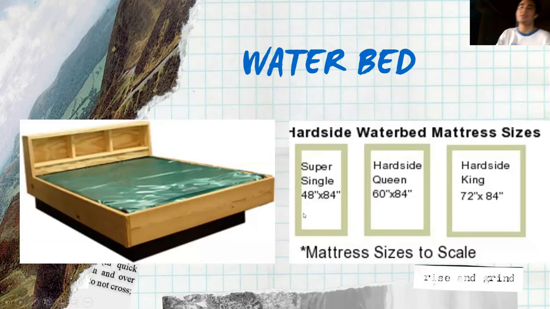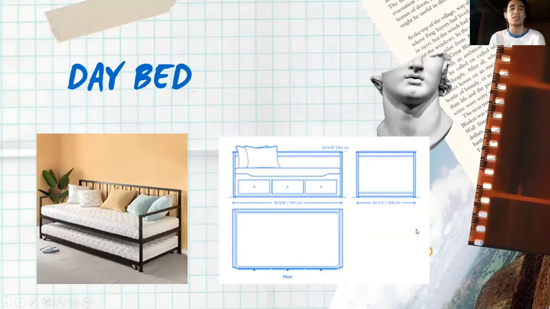A water bed, of course. Does it need a description? Water. Cozy. It's a single, a half queen, a half king. That's the kind of measurement it has. It really doesn't have a size because it's water, but you can change to any size.